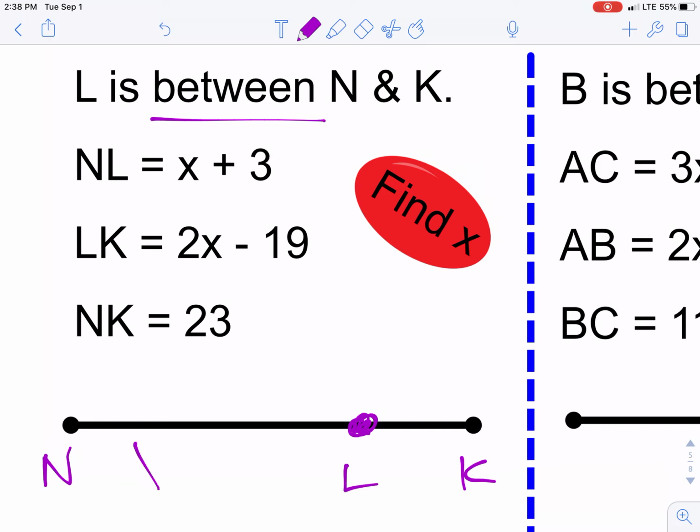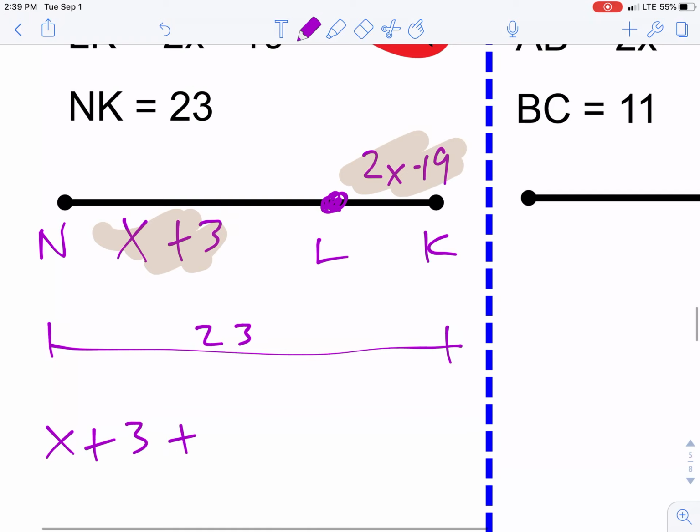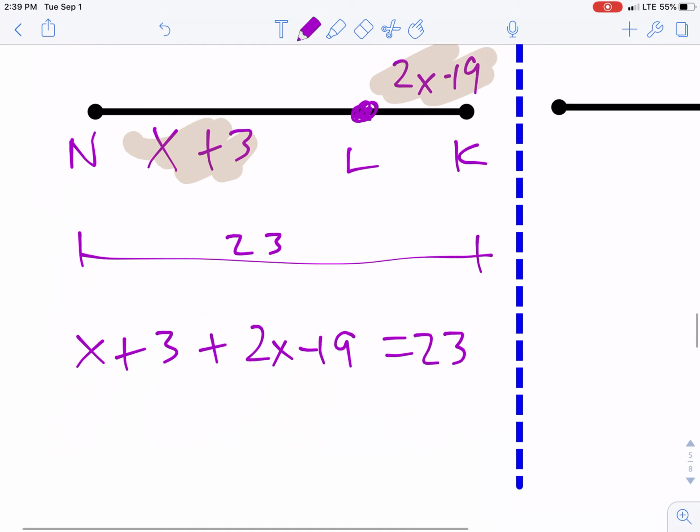Then it gives you the values. NL is x plus 3, LK is 2x minus 19, and it gives us the whole length of N to K is 23. We have to solve for x. So what we're going to do is use that concept of part plus part equals the whole. We're going to take the two parts, x plus 3 is a part, and 2x minus 19 is the part. We're going to add those two values together, and then that's going to equal the whole. Now we have an algebraic expression. We can now solve for x.